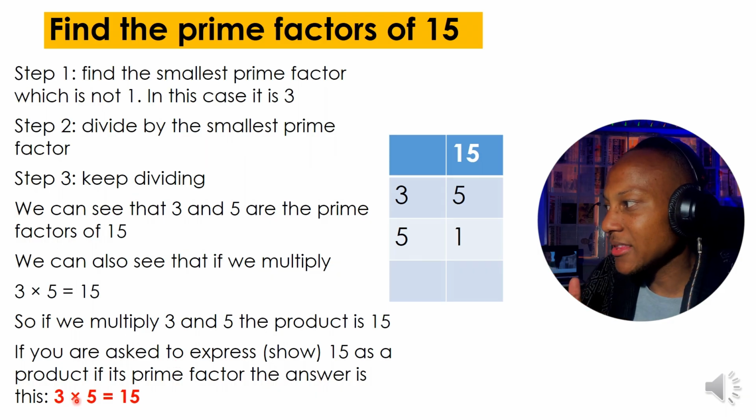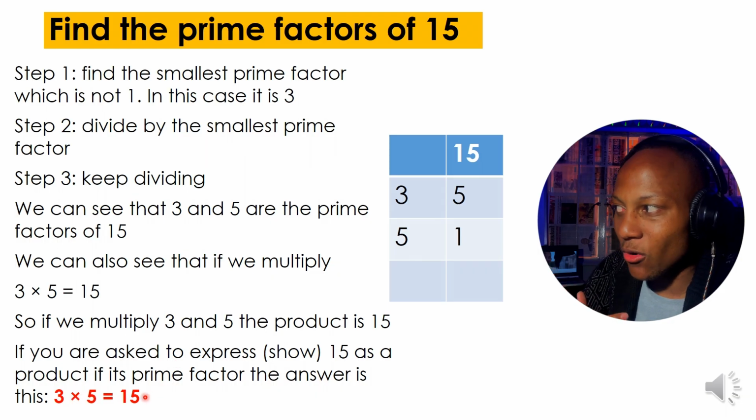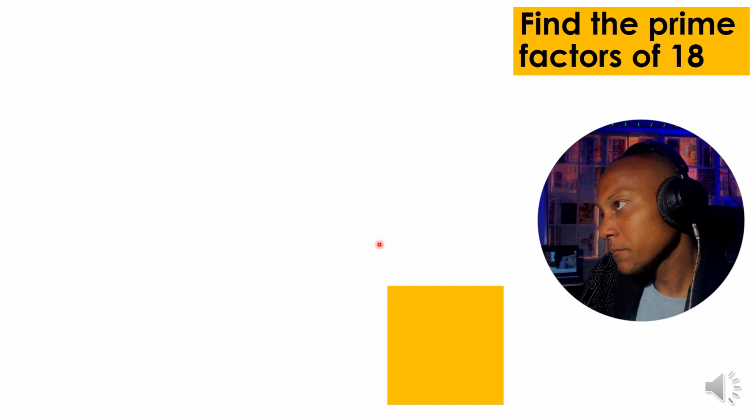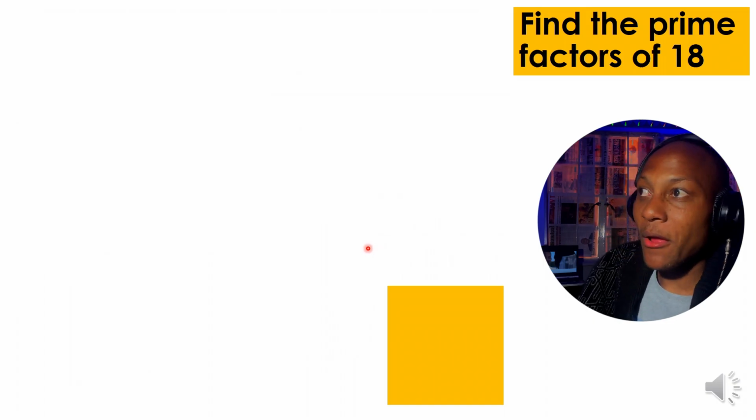So the answer would be 3 times 5 is equal to 15. That would be the answer. So these are the prime factors of 15. Let's do another example. Find the prime factors of 18.